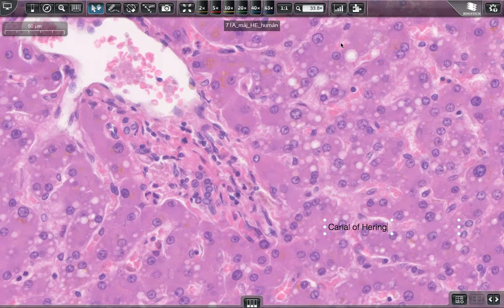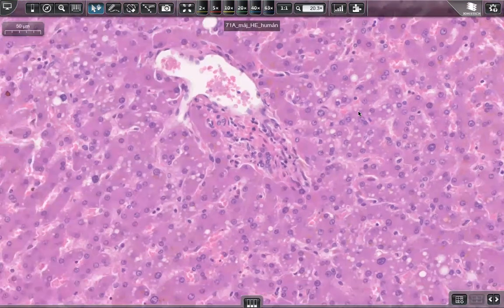Okay, and specifically, where do we look for them? If you zoom out, close to the periphery, closer to the portal triad. Okay, thank you.